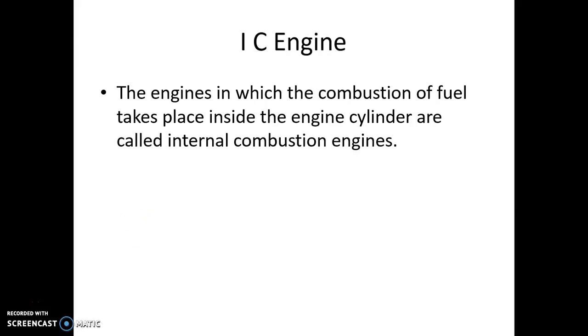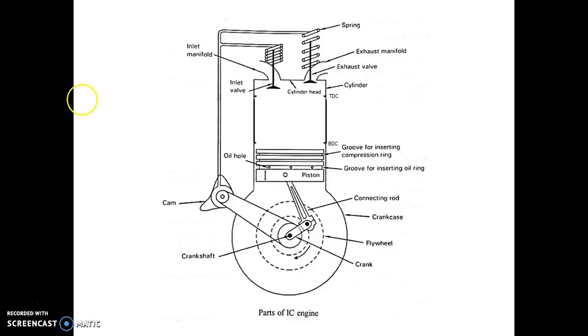Hello everyone. IC engine. The engines in which the combustion of fuel takes place inside the engine cylinder are called internal combustion engines. This shows the schematic diagram of parts of an IC engine. The IC engine consists mainly of a cylinder and two valves, the inlet valve and the exhaust valve.